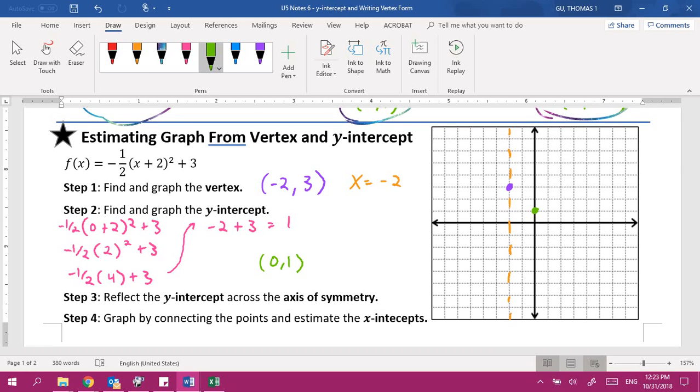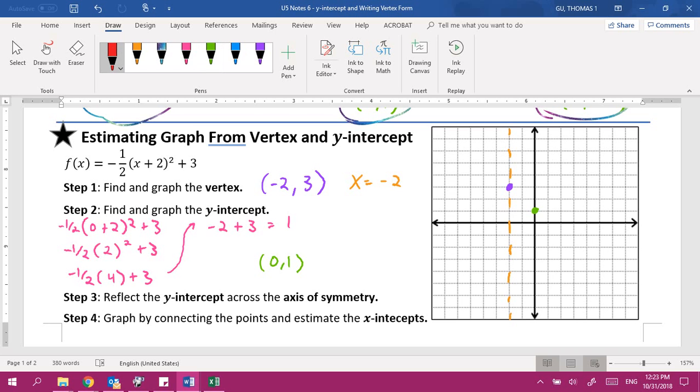Okay? And so now with those 2 points, we'll be able to pretty much sketch our whole graph. Because when I find that y-intercept, I already have my axis of symmetry, right? The axis of symmetry is like a mirror. So if I reflect my y-intercept across the axis of symmetry, that will give me a third point.